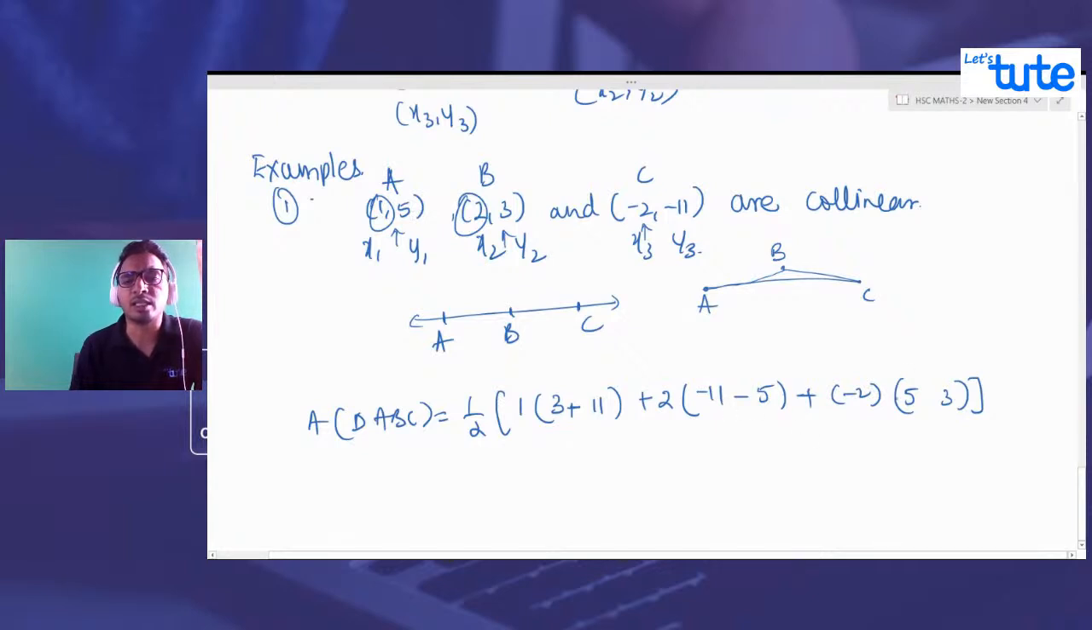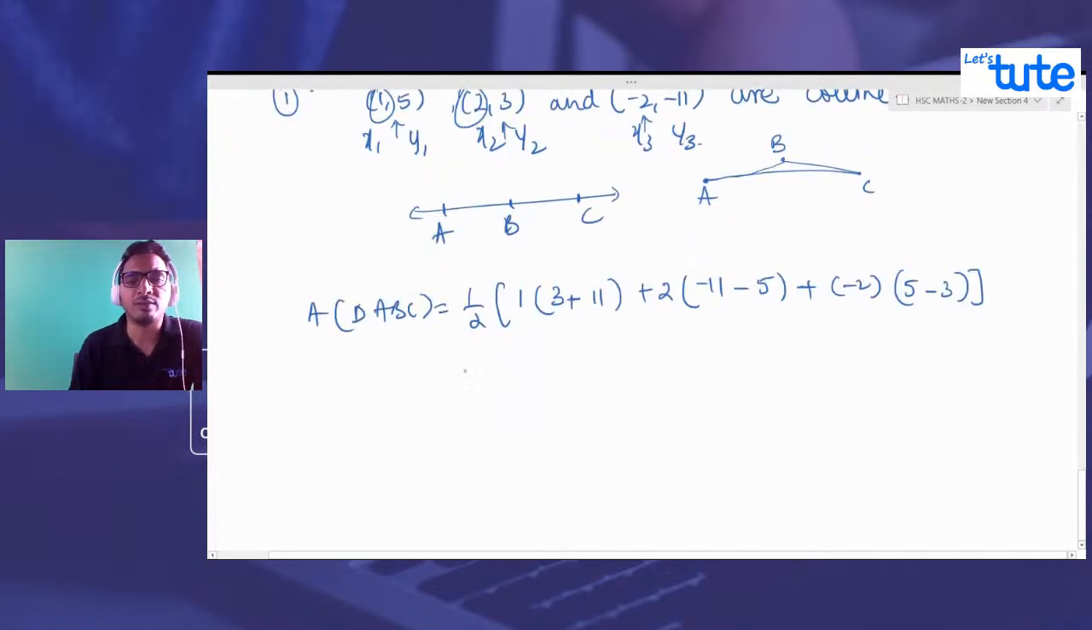Similarly, x3, and we are subtracting y2 from y1, right? So x3 multiplied by y1, that is 5, minus y2, so that is 3. Yeah, now the formula is correct. Now when we apply the values, let us see what we are getting.